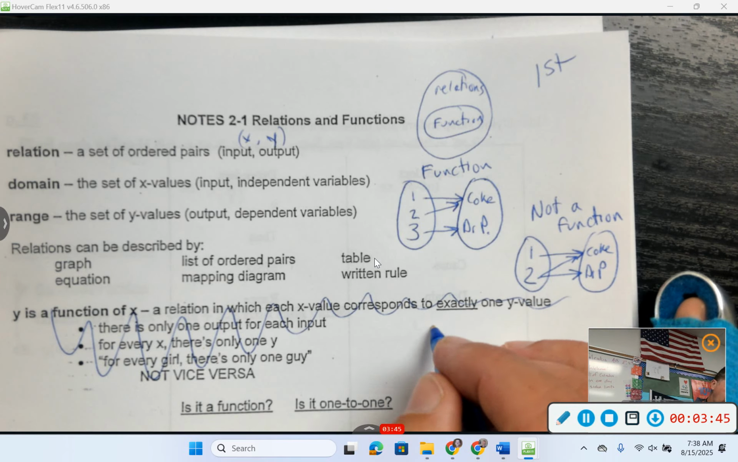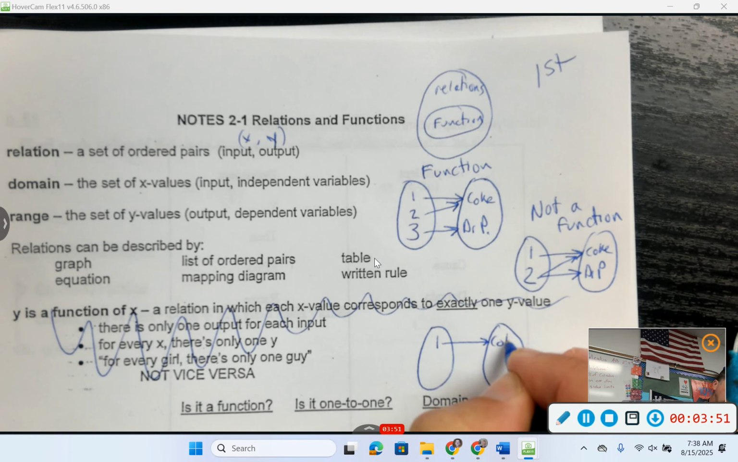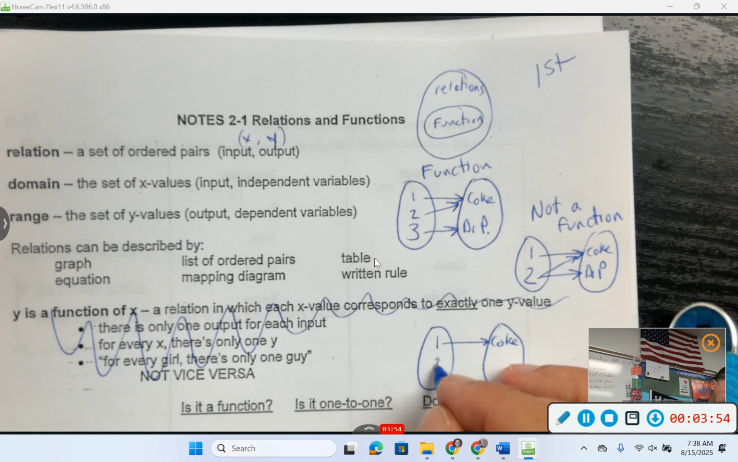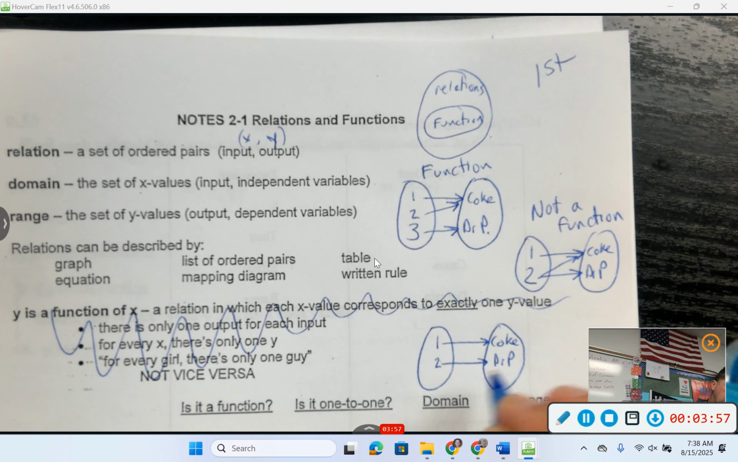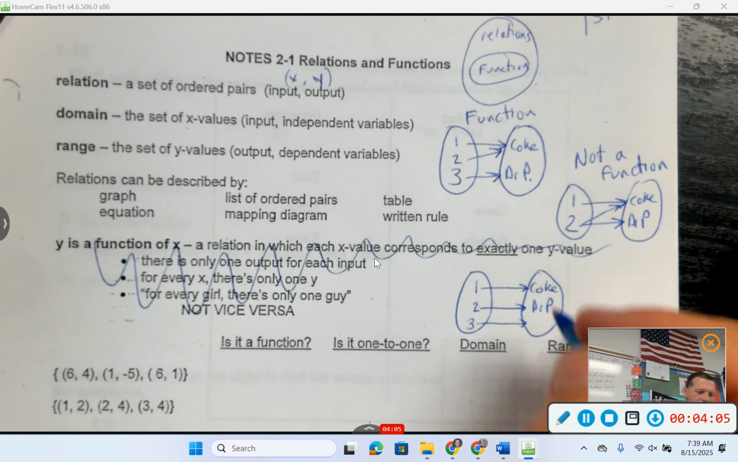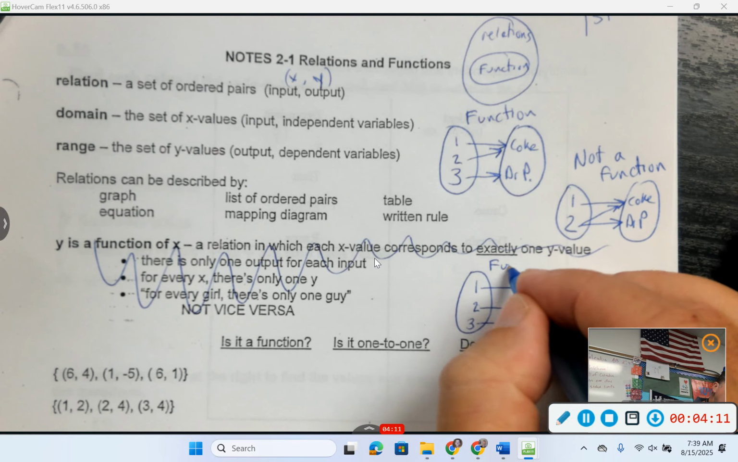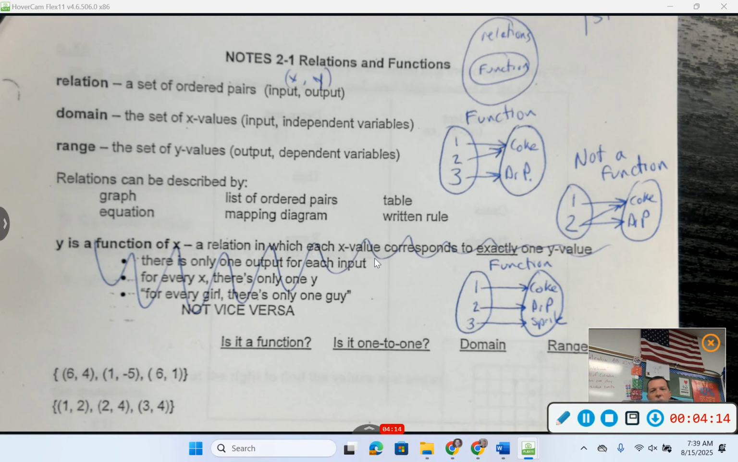And then there's a special type of vending machine. Let's say 1 goes to Coke, our special type of function. 2 goes to Dr Pepper. And 3 goes to, I don't know, what else do you want to get from a vending machine? What's your favorite soft drink? Sprite it is. So that's definitely a function, because you know what you're going to get. But because each output came from exactly one input, we call it a one-to-one function.